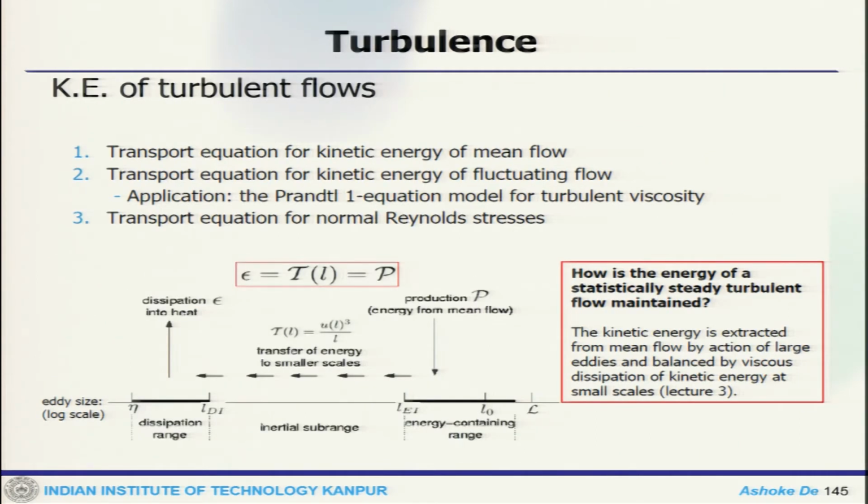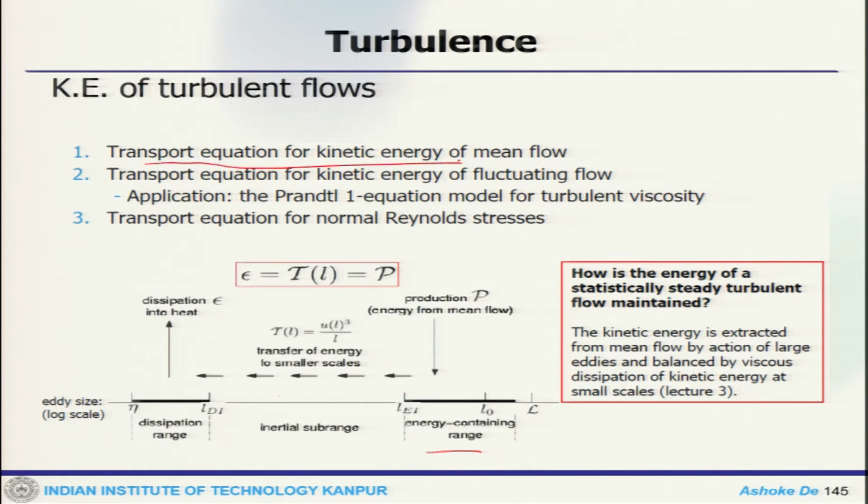Now, moving ahead, we can look at the kinetic energy of turbulent flow. We have already seen that there are large eddies, which are the energy containing eddies, and energy transfers from the large eddies to the smaller eddies, and then from the smaller eddies it dissipates through dissipation. This is how the energy cascading takes place.